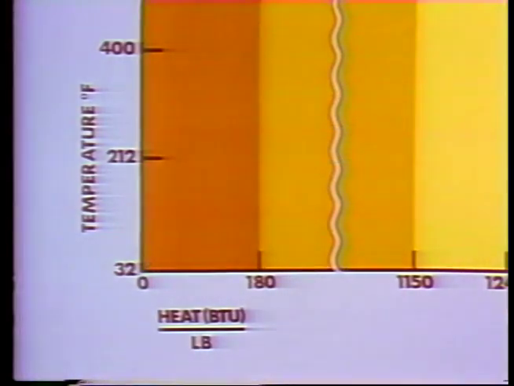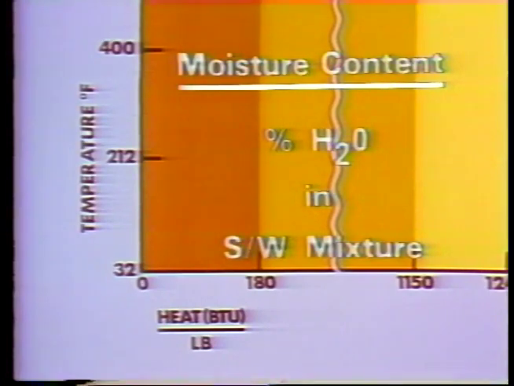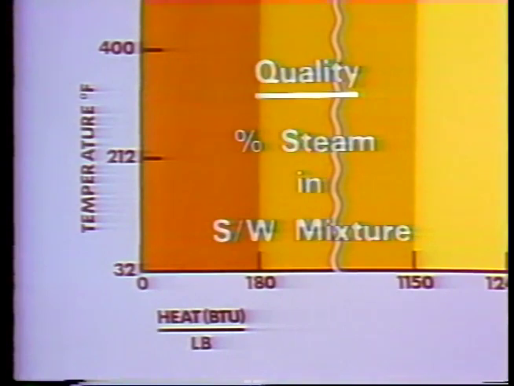We've discussed the fact that throughout the boiling process we have a steam-water mixture. We can further discuss this mixture in terms of moisture content and quality. Moisture content is the percentage of water in the steam-water mixture. Quality, on the other hand, is the percentage of steam in the steam-water mixture.